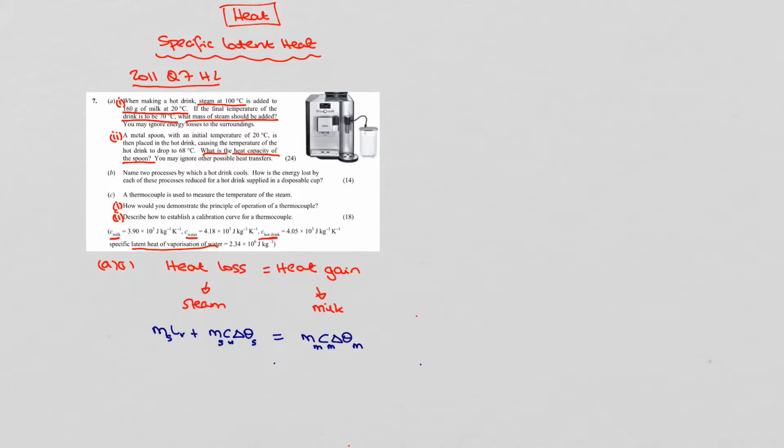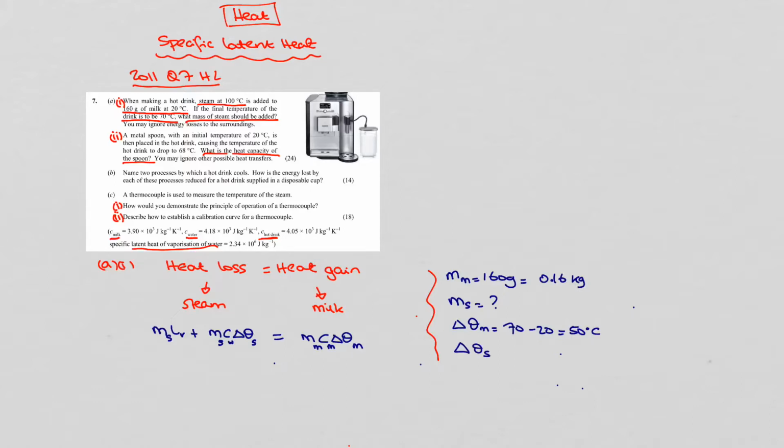So let's put in our values. Now we have to be careful here because I'm going to do this to the side because I can see my mass is going to be given to me in grams. So we have the mass of the milk is 160 grams. So if I divide that by 1,000, that's 0.16 kilograms. Mass of the steam is what we're trying to find. We don't know. Change in temperature of the milk. Well, it starts at 20 and ends at 70. So its change in temperature is 50 degrees Celsius.